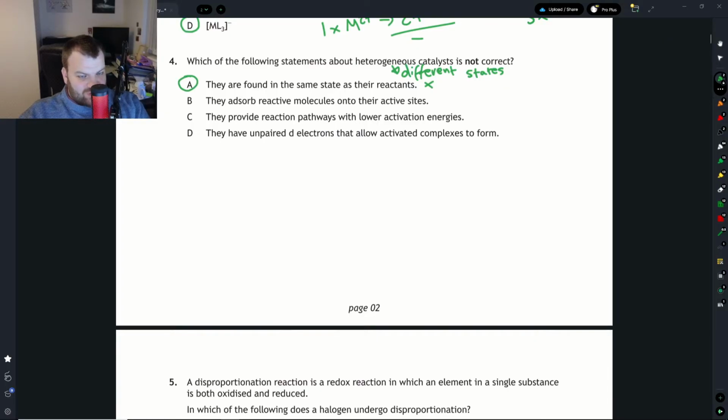They do adsorb the reactive molecules onto the active site, so on the surface of it. They provide different pathways with lower activation energy. Catalysts lower the activation energy. They do have unpaired d electrons. That's what allows them to make temporary bonds with the reactants, and then it progresses into the product. Correct answer here would be A.